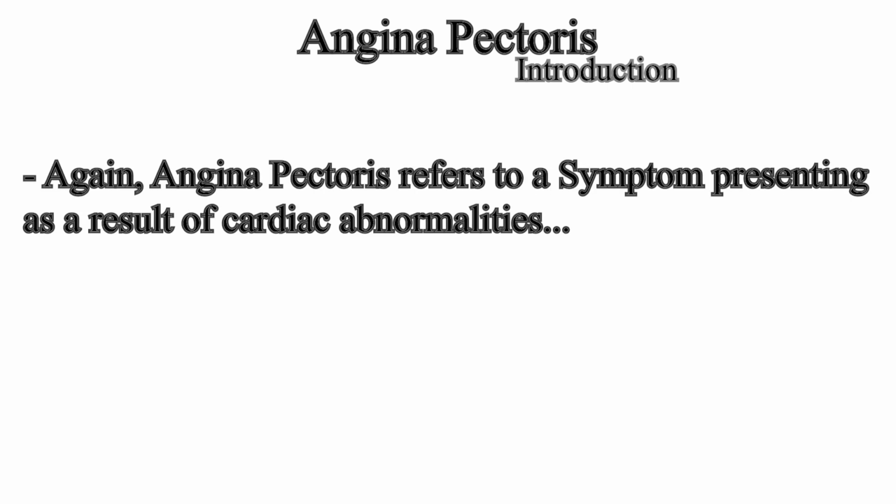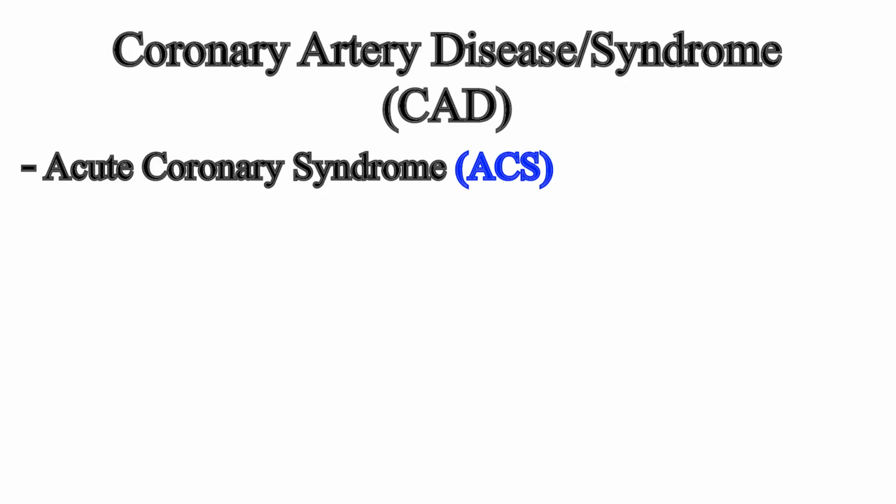So if we exclude all other causes of chest pain that are not cardiac, for example, gastric regurgitation, esophageal irritation, or skeletal muscular chest pain, then the term angina pectoris becomes almost, entirely, synonymous with acute coronary syndrome. So what exactly is coronary artery syndrome? More specifically, what's acute coronary artery syndrome?